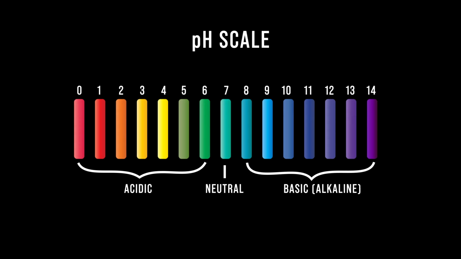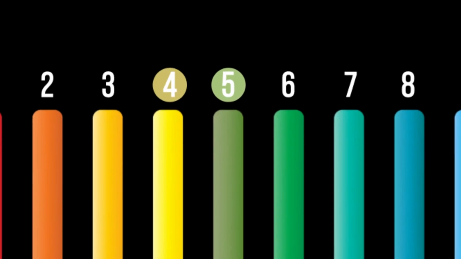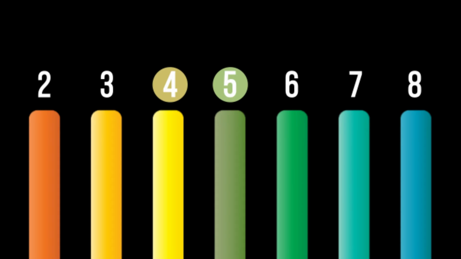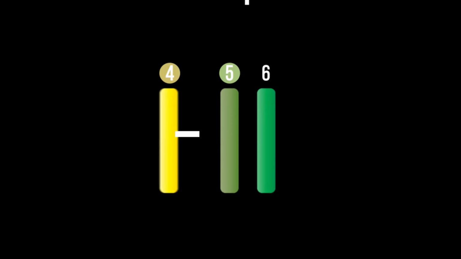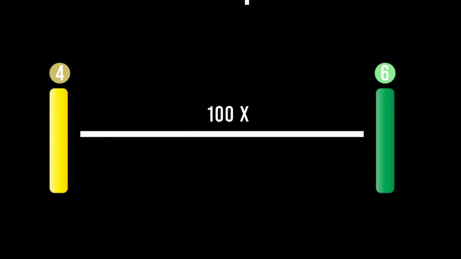Now you might think that the difference between a pH of 5 and 4 isn't that great, since there's only a difference of 1 pH. But you'd be wrong. The important thing to keep in mind about pH is that it's a logarithmic scale. So something with a pH of 4 is 10 times more acidic than something with a pH of 5, and 100 times more acidic than something with a pH of 6.